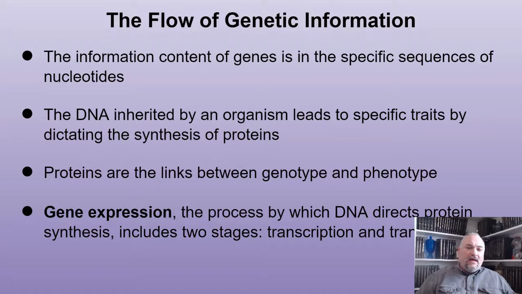So, quick overview. In general, the information content of genes is a specific sequence of nucleotides, A, T, T, G, C, T, G, C, A. That is the order. That is basically the instructions for life. It tells you the order in which to put amino acids together and do various other things so that you can make the enzymes and the proteins that do everything else in your body. So your DNA is inherited and will lead to specific traits dictated by the synthesis of specific proteins.